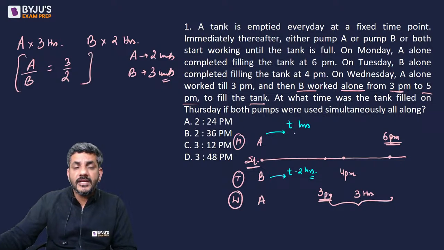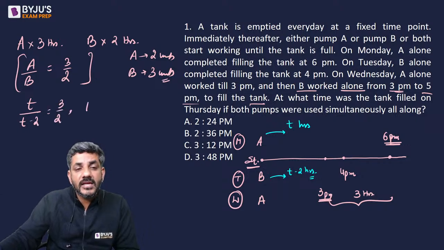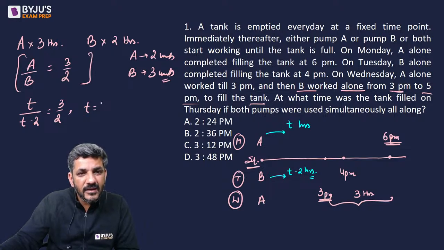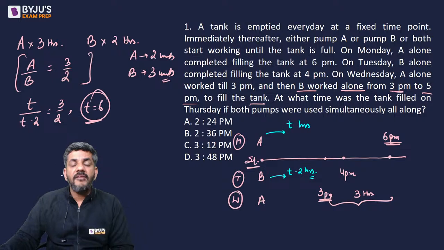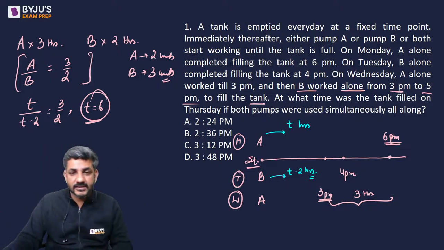Like, the ratio of the time taken is 3/2. The times are T and T-2. So T upon T-2 is 3 divided by 2, and that gives me T is equal to how many hours? 6 hours, right? T is equal to 6. And if T is equal to 6, that means A can fill the complete tank in 6 hours.